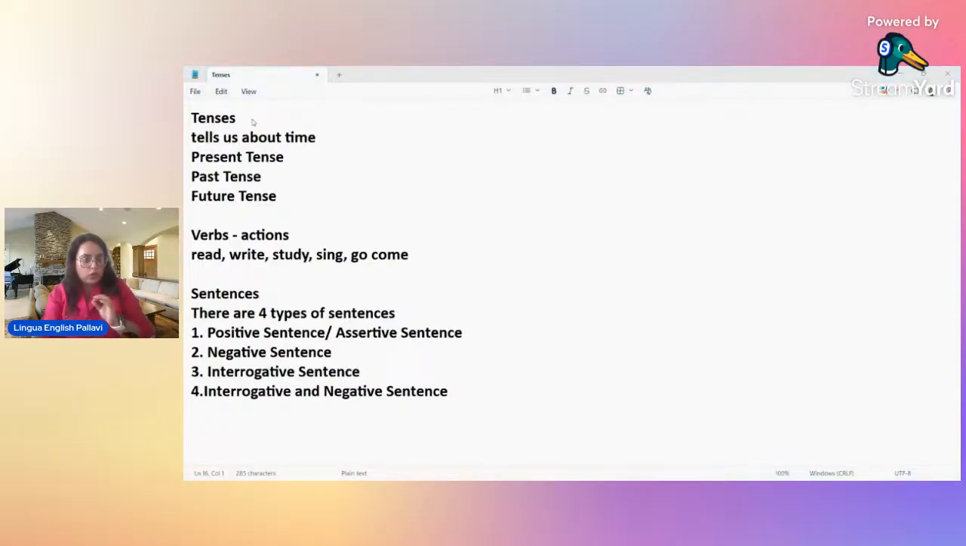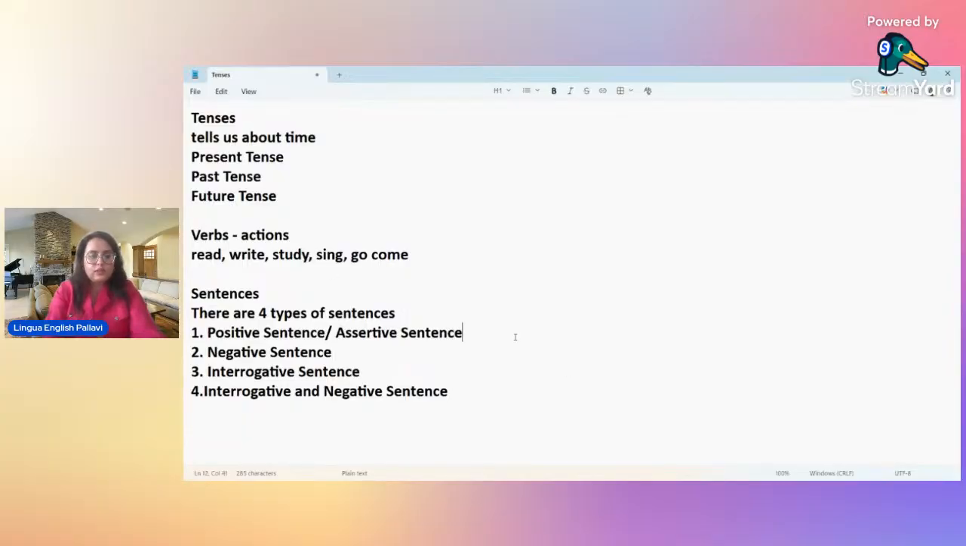First, you should know what verbs are. Verbs are the actions we do, like read, write, study, sing, go, count. And there are four types of sentences: positive sentence, negative sentence, interrogative sentence, and interrogative negative sentence. Now let us learn what these four types of sentences are.